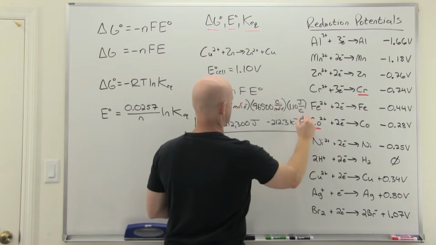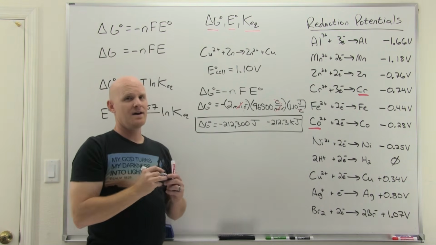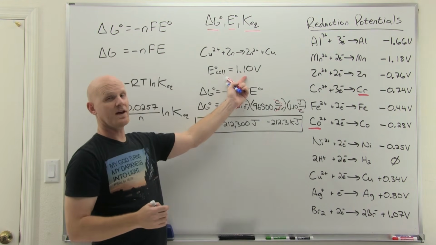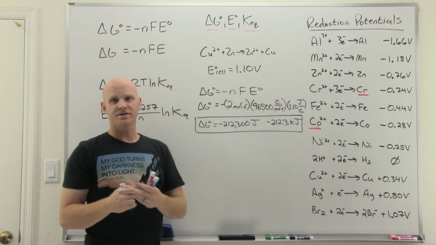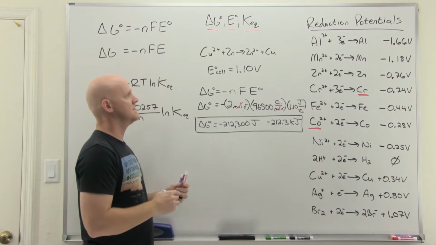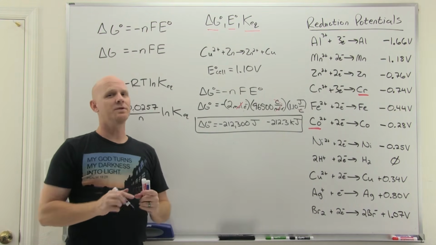But take your pick. We just calculated delta G standard, and again, we had a big fat positive E cell standard, so it told me it's spontaneous under standard conditions, and yeah, that should have given us a negative delta G standard, again, spontaneous under standard conditions. And finally, we'll calculate the equilibrium constant.